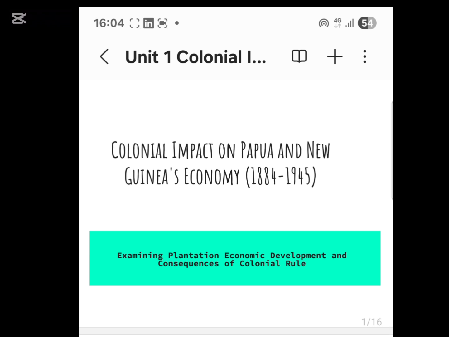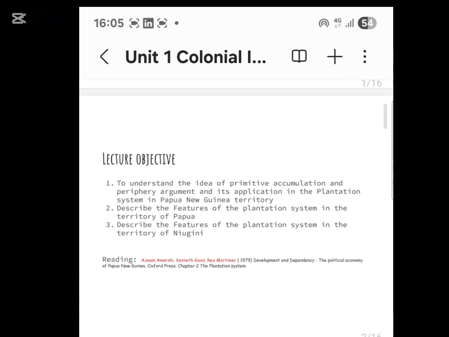So we will look at the plantation system and the colonial policies in Papua New Guinea from 1884 to 1945. And you all know what the date 1945 leads us to, World War II. Now, the objectives here, there are about 3 objectives, and these 3 objectives sort of summarize the readings that are already uploaded.